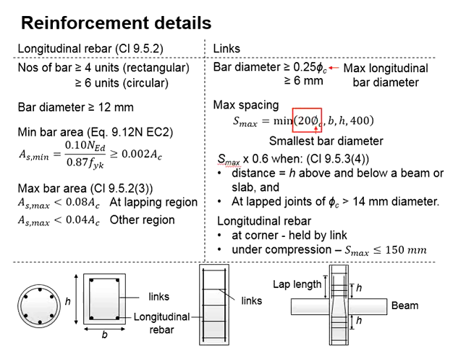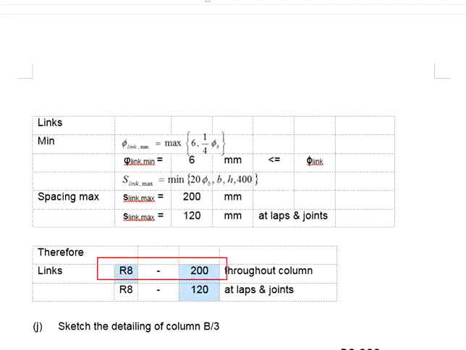20 times the bar diameter, which in this case the bar diameter is 12. That gives you 240. The maximum spacing is also governed by the dimensions of the column, which in this case will be 200 and 200. Lastly, it is stated that the spacing cannot be more than 400. Choose the smallest value of all. Now you know the maximum spacing will be 200. Therefore, you should put your maximum spacing at 200.